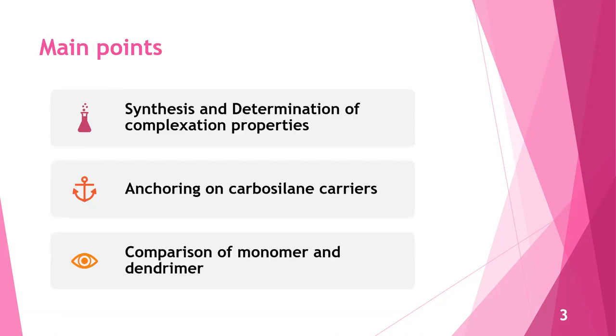So for today I have prepared a presentation with three main points. I would like to start with the synthesis and the determination of binding efficiency of the prepared urea binding unit. Then I would like to tell you how we try to attach it on the surface of several carbosilane carriers. And the last point of this presentation will be dedicated to the comparison of monomer and dendritic branched structures.